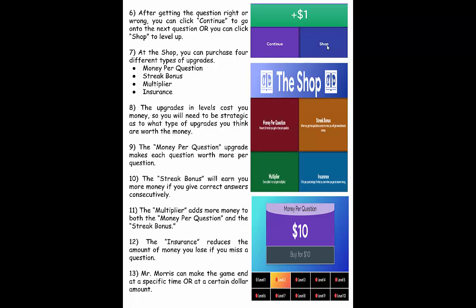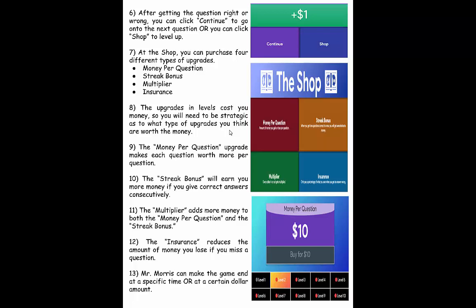So let's say they go to the shop. At the shop, they can purchase 4 different types of upgrades for their character. They can buy the money per question, the streak bonus, the multiplier, or the insurance. Now these upgrades and levels cost money, so that takes the money from their account, and so they have to be strategic as far as what type of upgrades they think are worth the money, and also they probably don't want to upgrade when there's only like 30 seconds or 40 seconds left in the game, because at that point they may not be able to recoup their money.